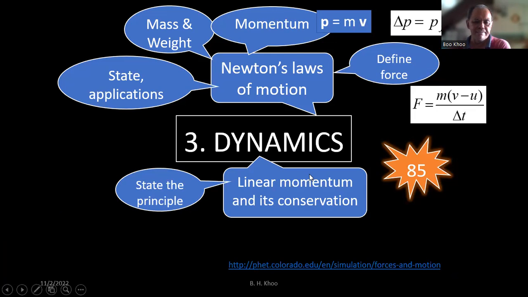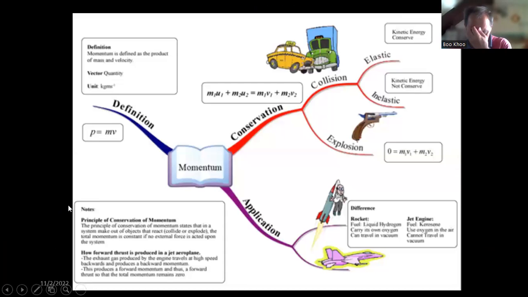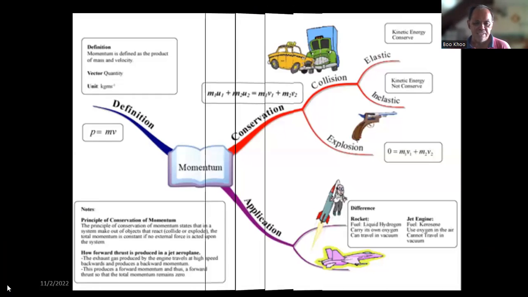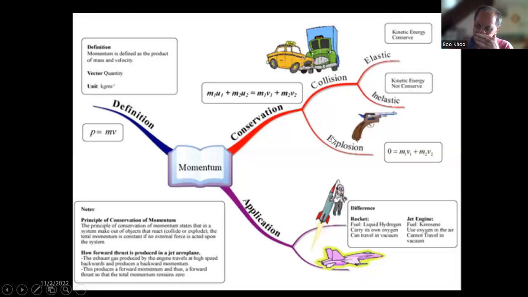And under linear momentum and its conservation, we will state the principle. Then we look at collisions, and we look at elastic and inelastic collisions. I can draw your mind map. Different people, this is my own mind map. I can add more information for me to remember. Now you can draw your own mind map. This can be obtained from the internet.